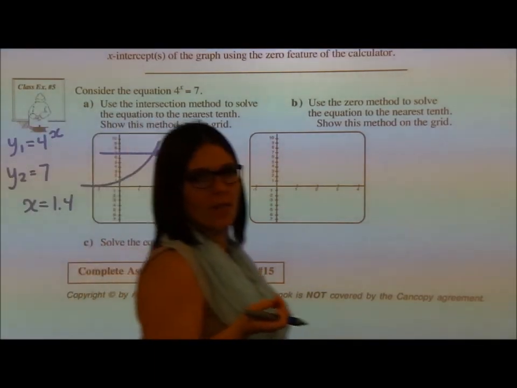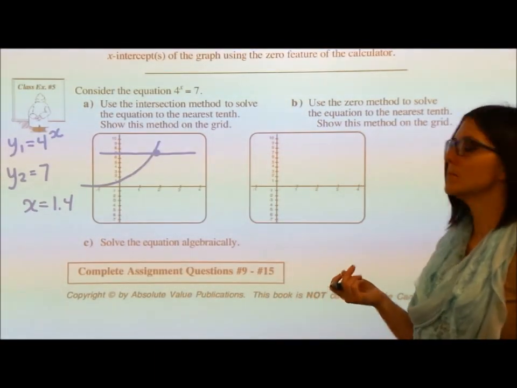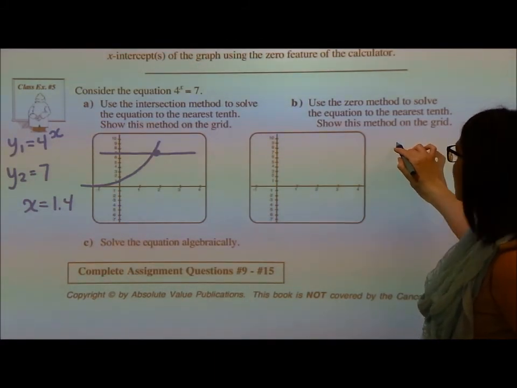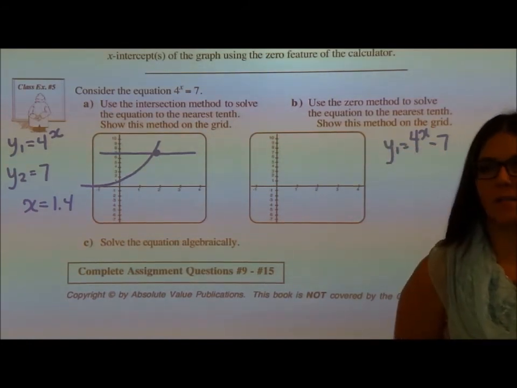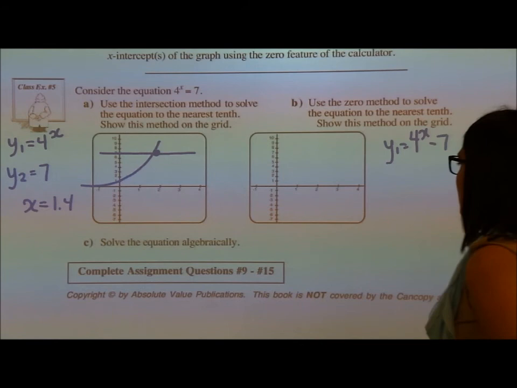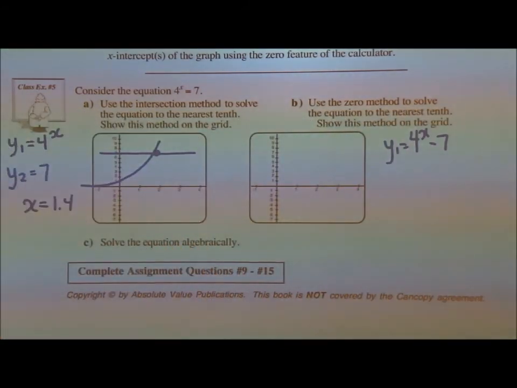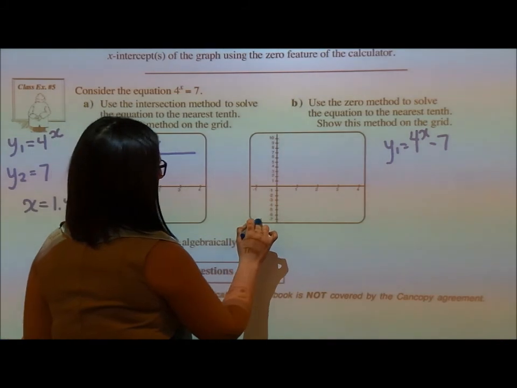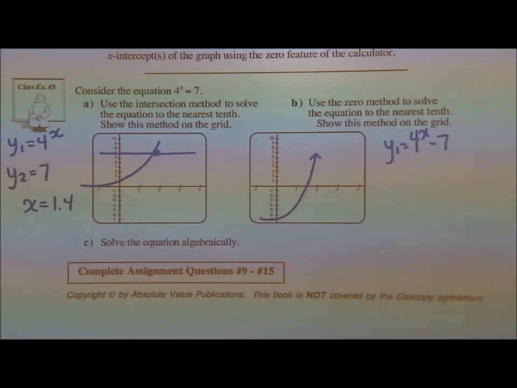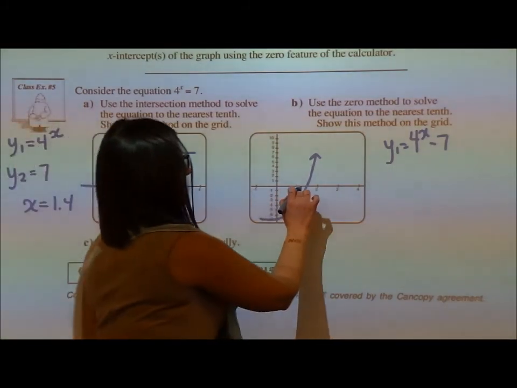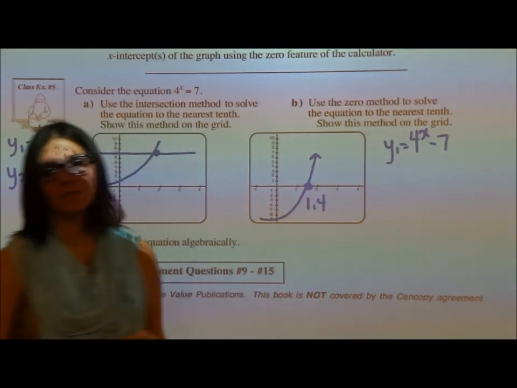How would I use the zero method? If you move the 7 to the other side, so 4 to the power of x minus 7 in y1. So I'd let y1 equal 4 to the power of x minus 7. And I would get a graph that would look something like this. And then what would I be trying to find with my calculator? The x-intercept, which on my calculator is what function? The zero. And I would still get 1.4.